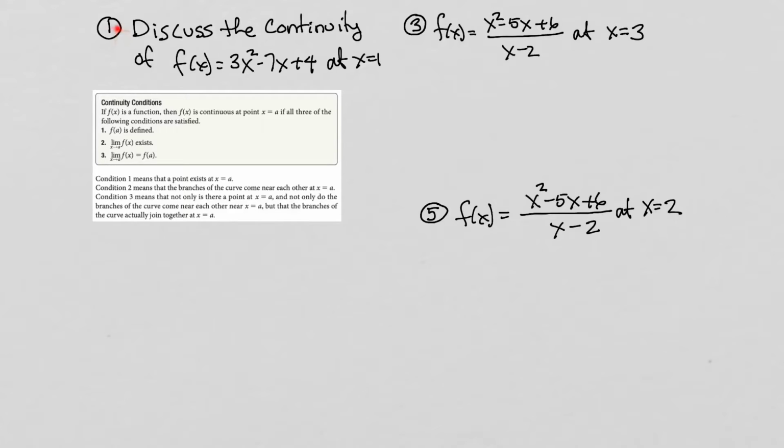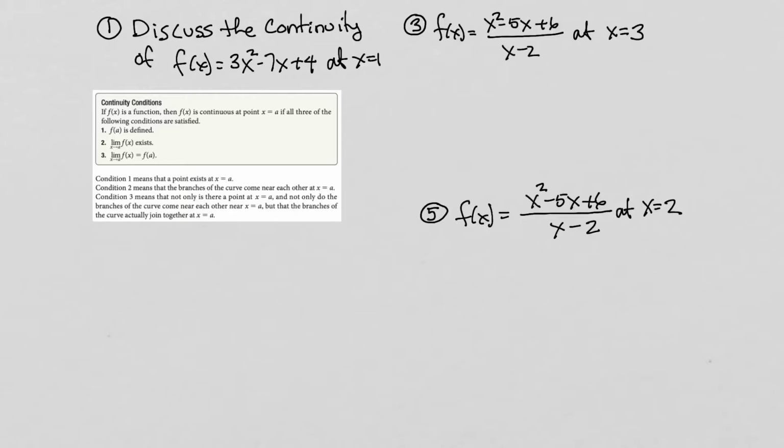In these three problems, number 1, 3, and 5, we are asked to discuss the continuity of each one of these functions at a particular point. It's probably a good idea to start by reflecting back on these three conditions of continuity. For a function to be continuous at some point, like at 1, or at 3, or at 2, these three conditions all have to be satisfied. If one condition fails, then we can conclude that the function is not continuous at that particular point.